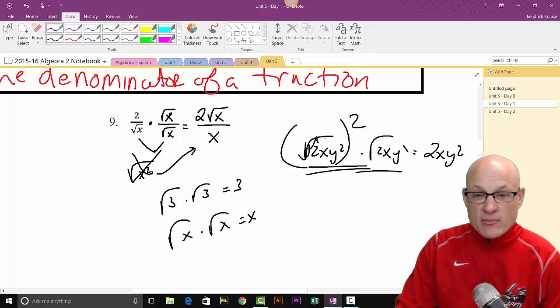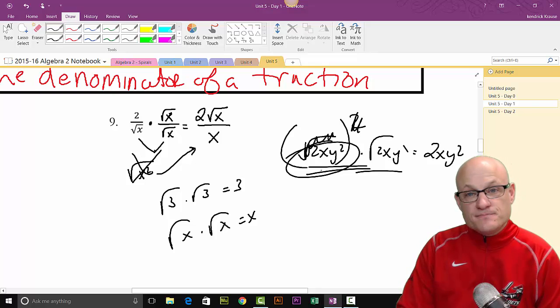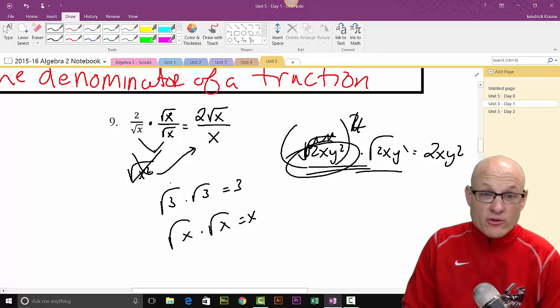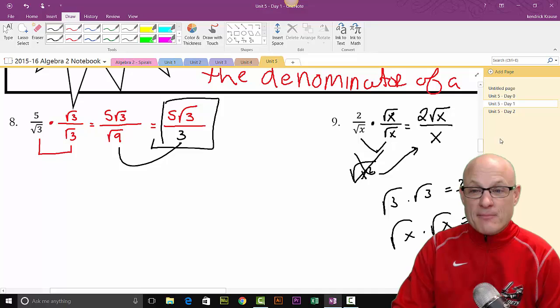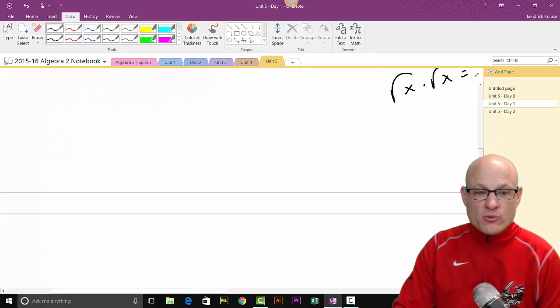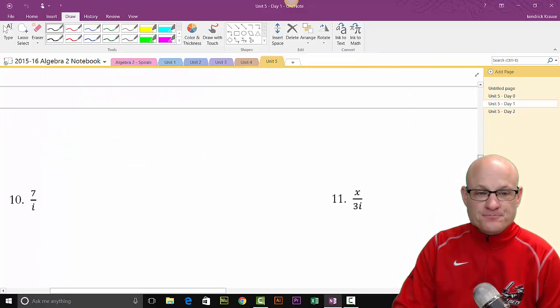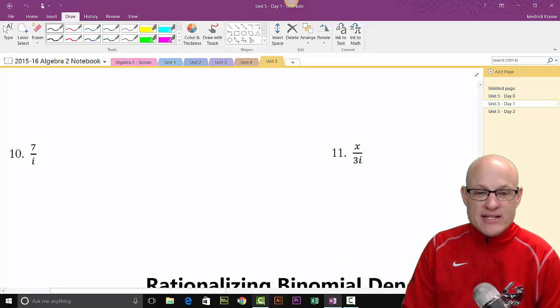And if you square the denominator, you square that radical, you square that, you square that, you end up with just this. Now, you can't square the original fraction because that actually changes its value. You have to multiply by 1, which is the same number over the same number. All right, so let's take a look at number 10.